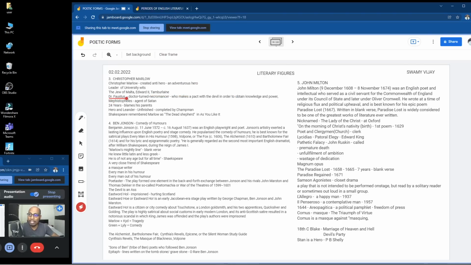And then he had written Dr. Faustus. It's a very popular one. And then Hero and Leander. It is an unfinished work. Later Chapman finished this Hero and Leander. And Shakespeare remembered Marlowe as the dead shepherd in As You Like It. So Shakespeare also gave regard and respect to Christopher Marlowe. So that means Christopher Marlowe is a contemporary of Shakespeare.